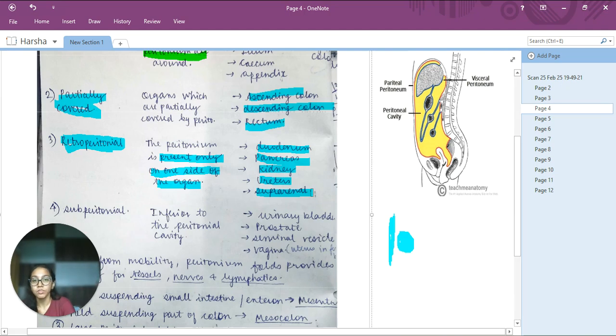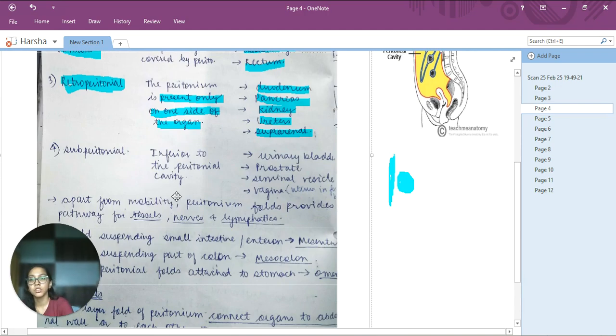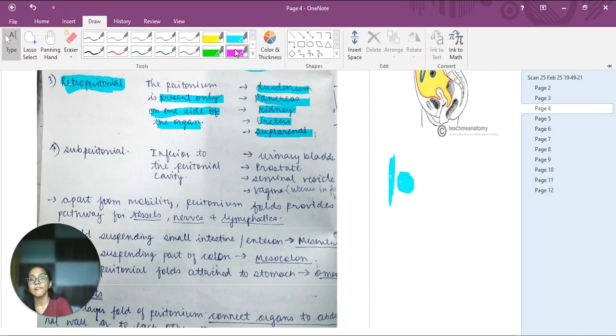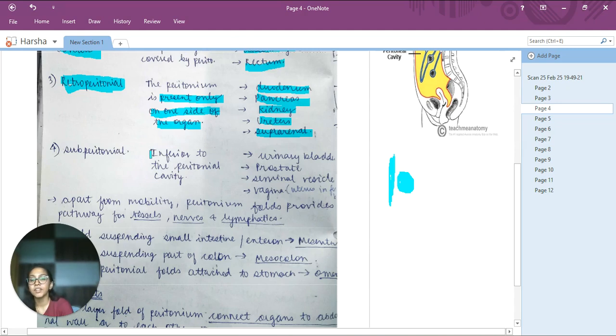Then the fourth type is subperitoneum. What is subperitoneum? Subperitoneum means inferior to the peritoneal cavity. The peritoneum that is lying inferior to the peritoneal cavity, for example, the urinary bladder. So one by one we'll see.